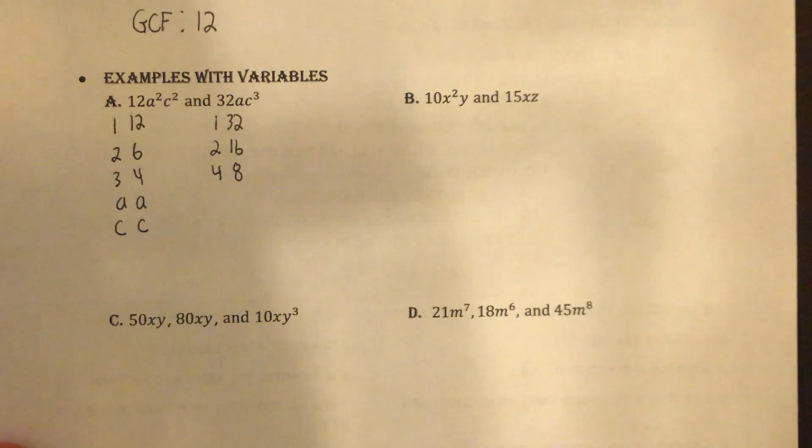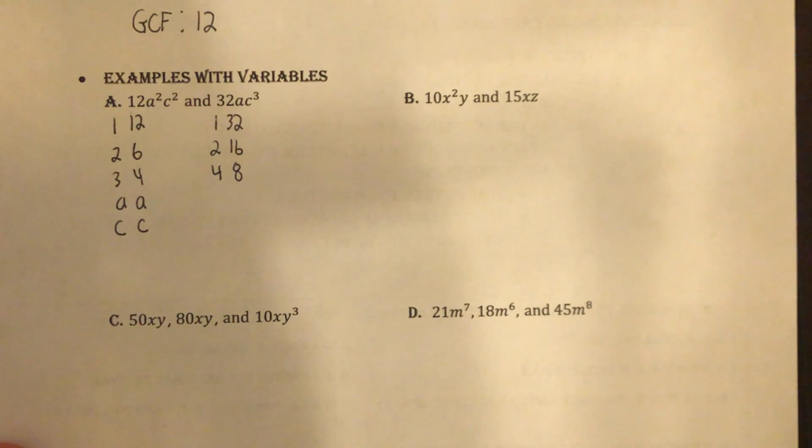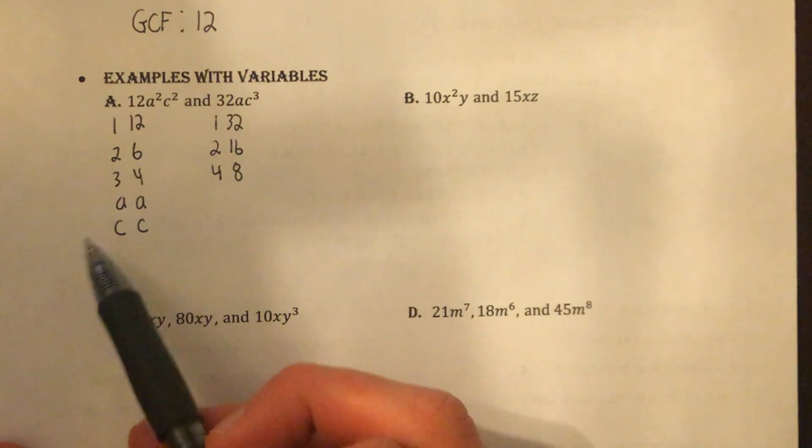Does 5 go in? No, it doesn't. Does 6 go in? No, it doesn't. Does 7 go in? No, it doesn't. And 8 is already on our list. So we have the complete factor pair list of the number. Now we need to do the same thing with our variables that we did over here.